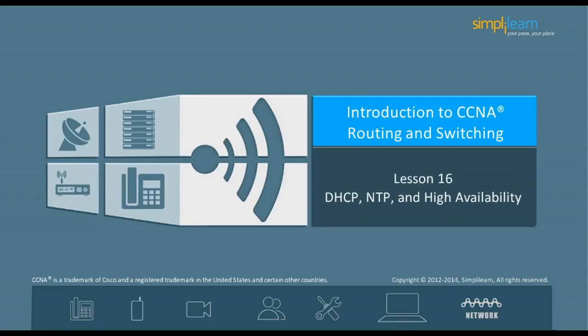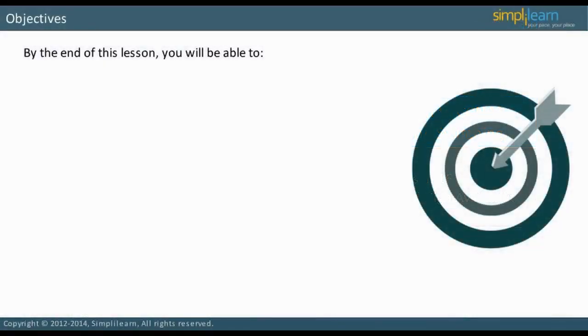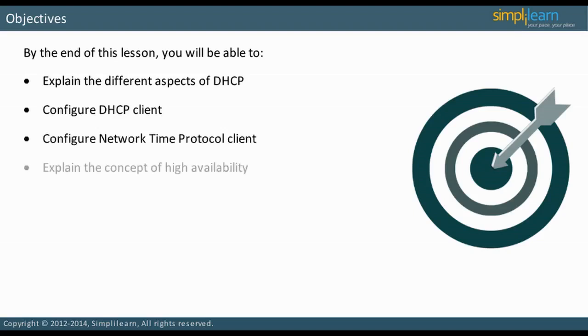The previous lesson focused on Internet Protocol version 6. This lesson focuses on Dynamic Host Configuration Protocol, DHCP, Network Time Protocol, NTP, and High Availability. Let us begin with the objectives of the lesson in the next slide. By the end of this lesson, you will be able to explain the different aspects of DHCP, configure DHCP client, configure Network Time Protocol client, explain the concept of high availability, and describe the different protocols.